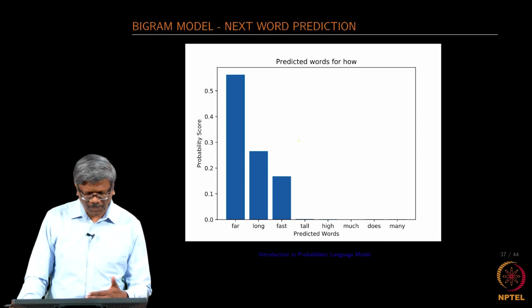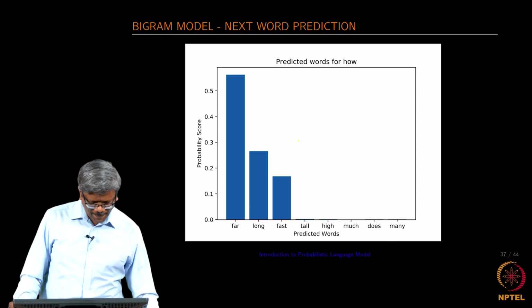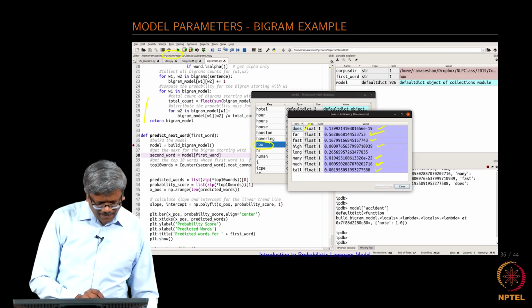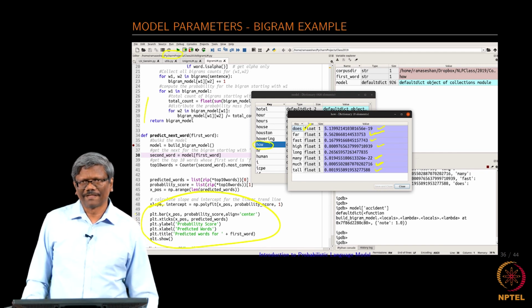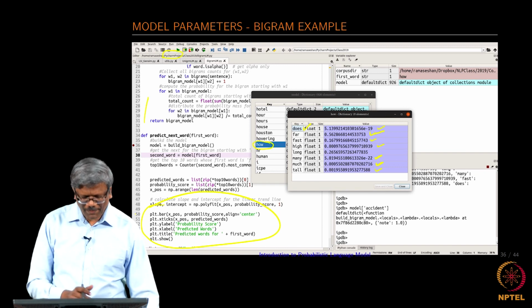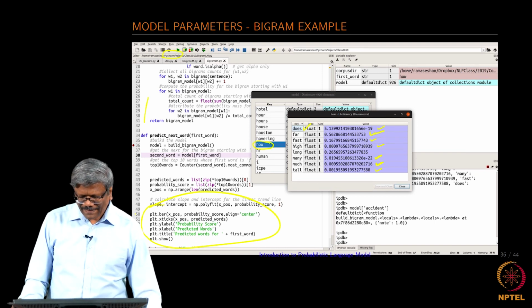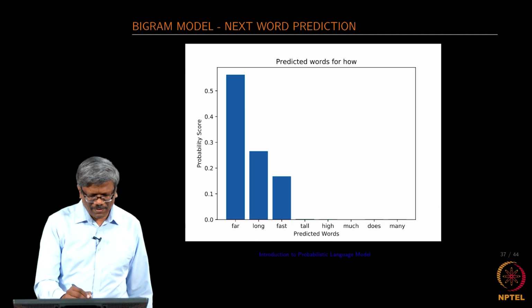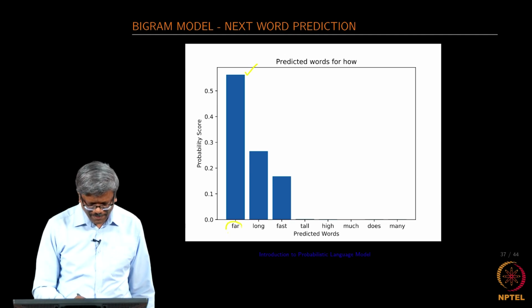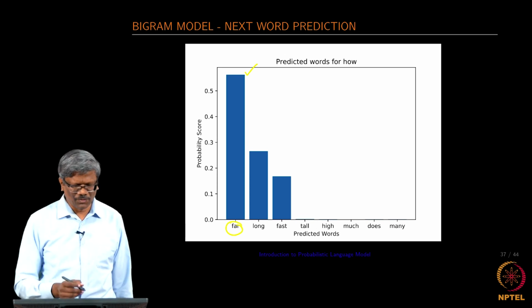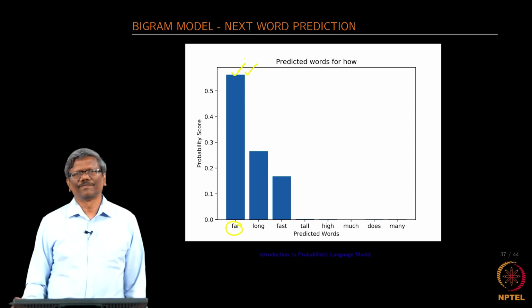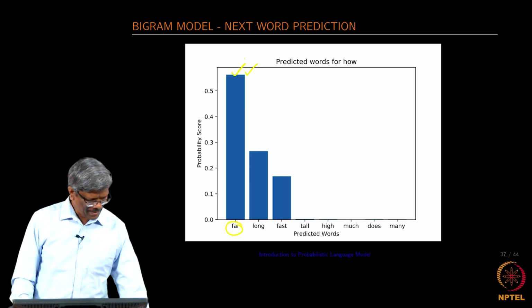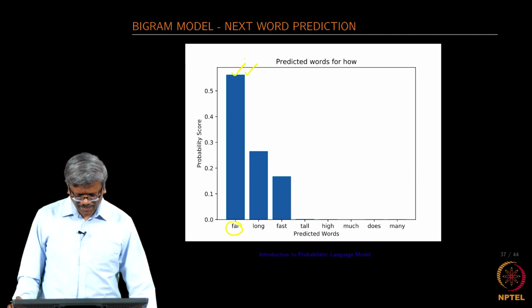So, if you plot this using the plot functions which I have listed here, actually you will find the same thing in the code that is available in the GitHub. So, you do not really have to write code for this. You can see that "far" has the highest probability. So, we are going to pick this one as our next word. Okay. So, this is based on the bigram.